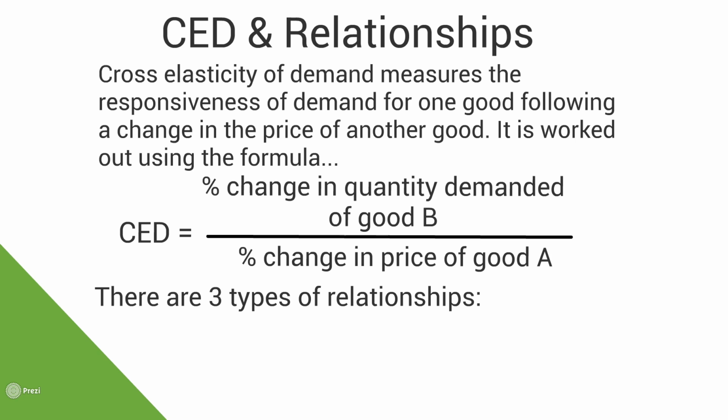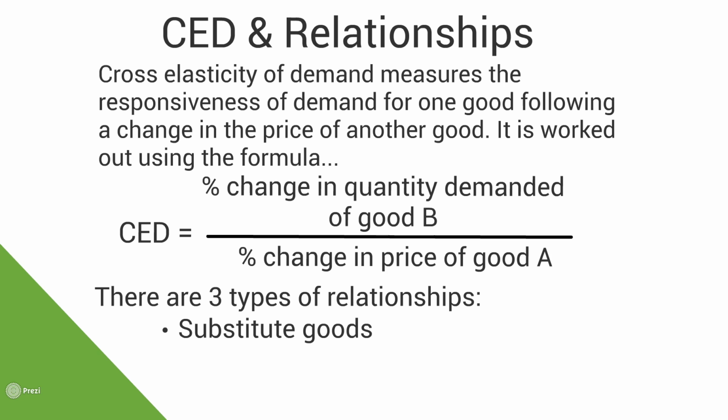One relationship is substitute goods. These have a positive value for cross-elasticity of demand. So when the price of good A rises, the quantity demanded of good B also rises. The opposite happens when we have a price fall in good A. If the price of good A falls, the quantity demanded of good B will also fall.